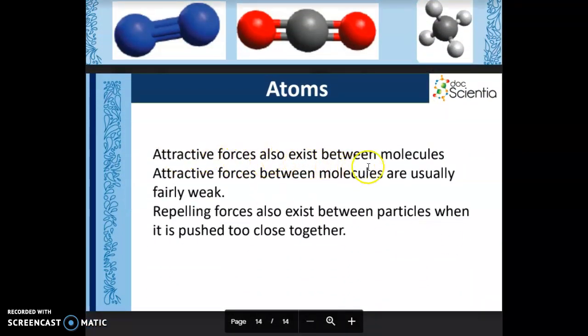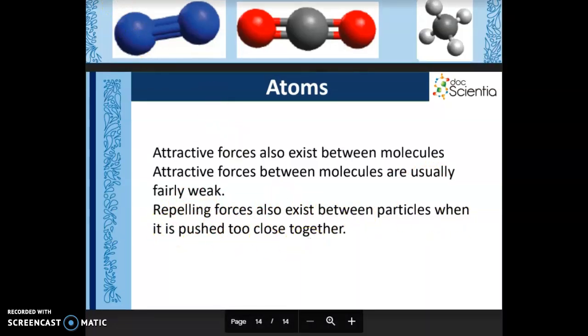Attractive forces also exist between molecules. Attractive forces between molecules are usually fairly weak. Repelling forces also exist between particles when they are pushed close together. So that will kind of work like a magnet.